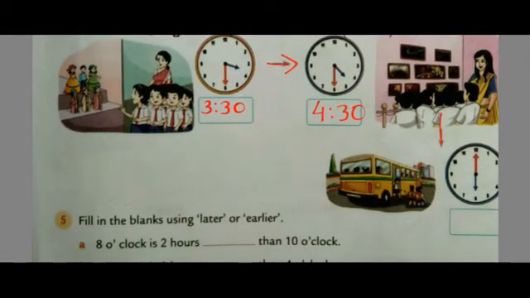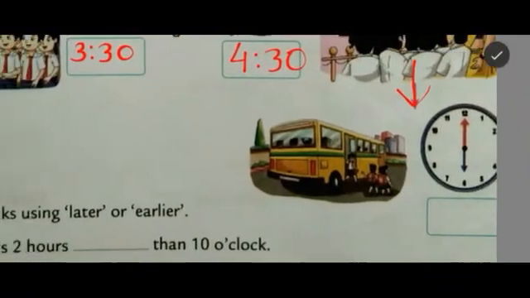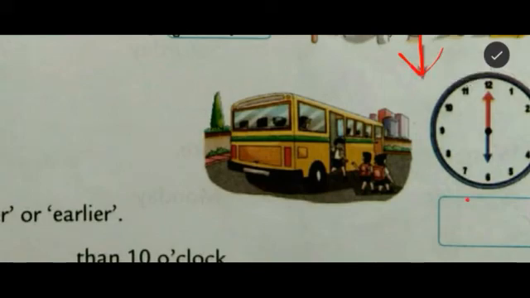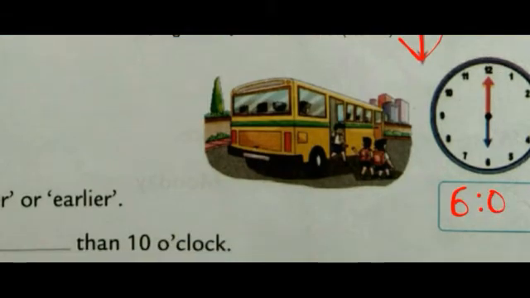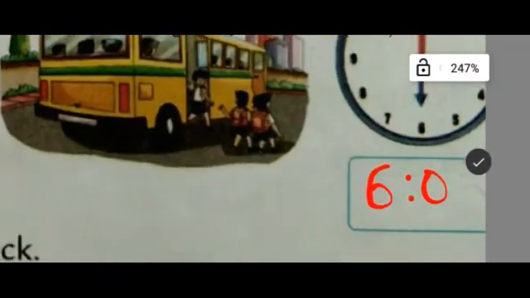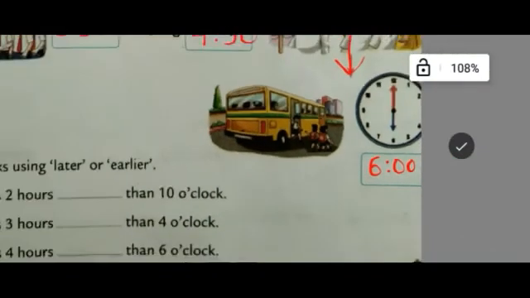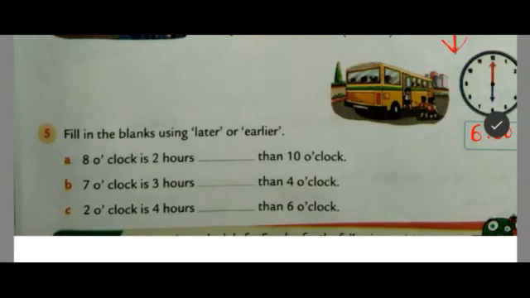Now the last arrow. It is going down and the scholars are returning to the school back. And what is the time? Time is 6. So we can write here 6, like this. 00. Okay. We're done with this question. Now let's come to the next question. That is question number 5.